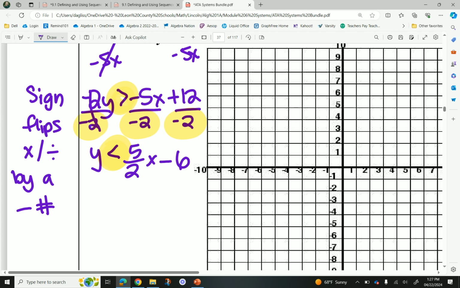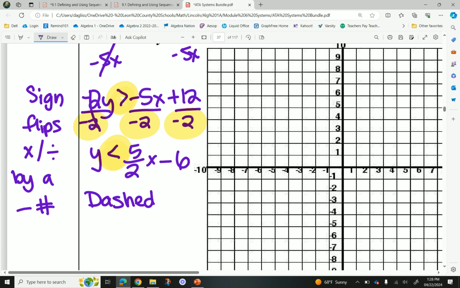Okay? Now that we're in y equals mx plus b, now I can do what I did for number 1 and number 2. We had some extra work we had to do beforehand. Okay? Now my symbol is less than. So will this have a solid or dashed line? It's just less than, right? We're not equal to, it is not solid. Okay? This will be a dashed line.